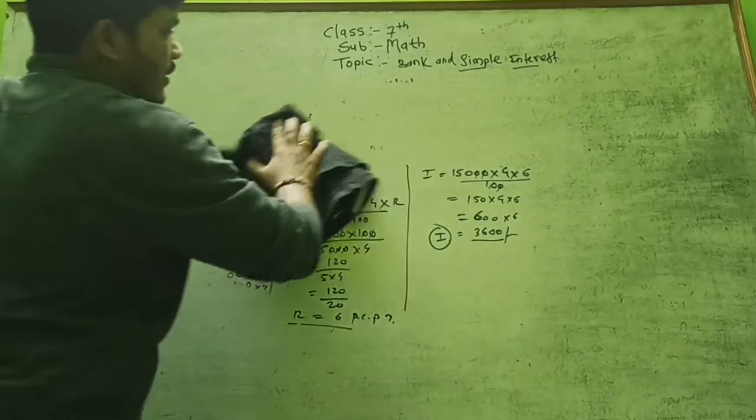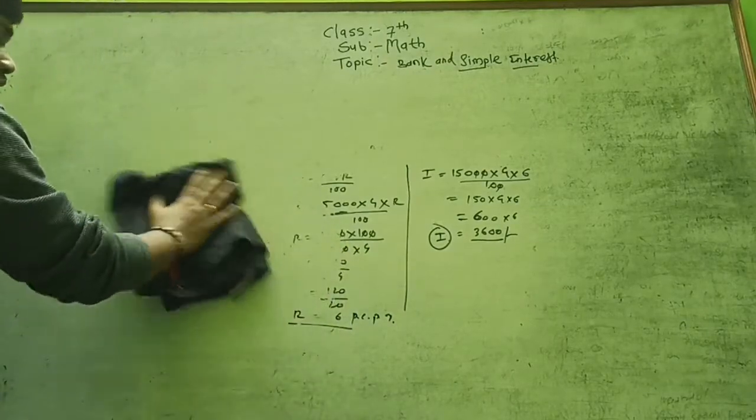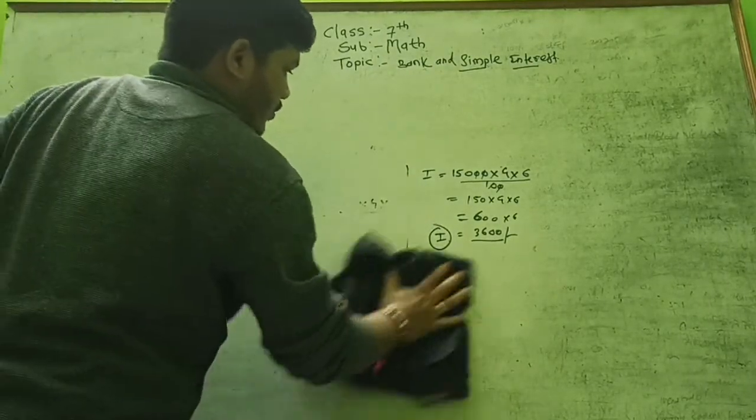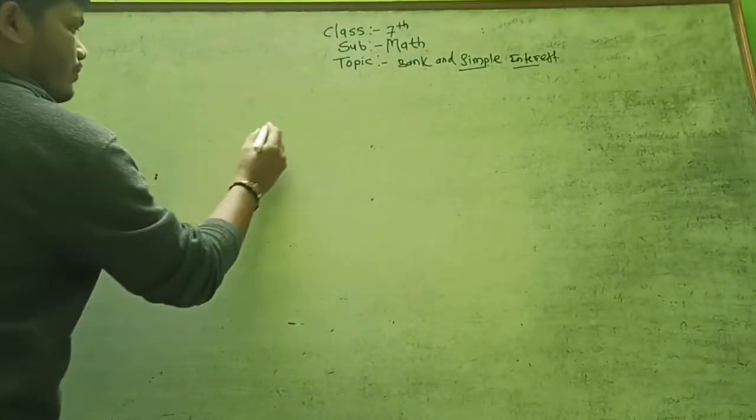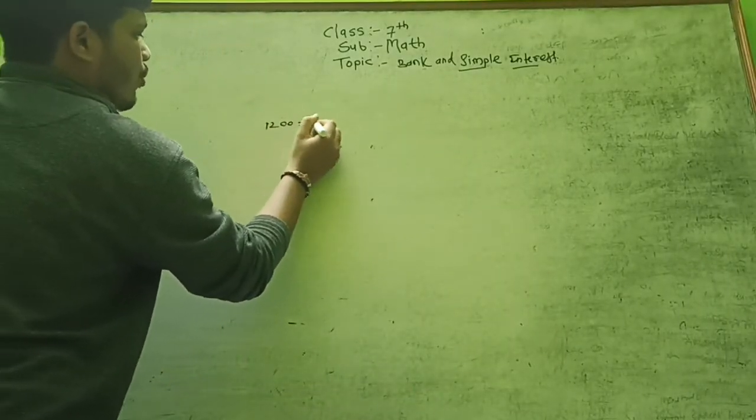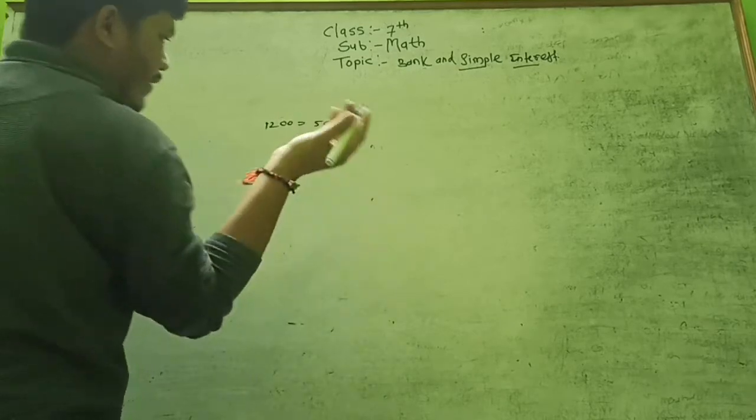What is the simple logic then? This bank provides 1200 rupees on the 5,000 rupees. That is 1200 rupees on the 5,000 rupees. And what do we have as?